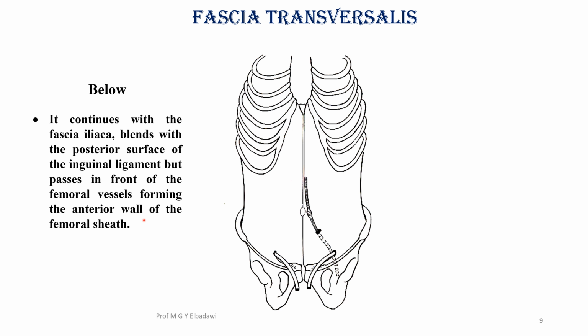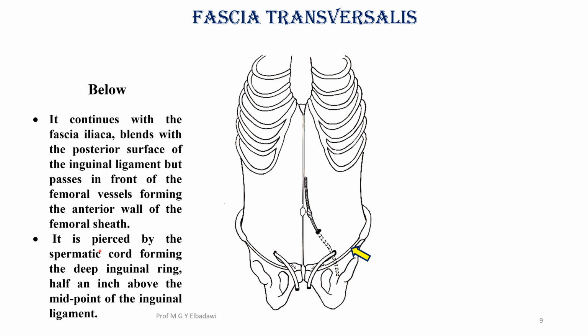Below, it is continuous with the fascia iliaca, which blends with the posterior surface of the inguinal ligament, but that fascia iliaca will pass in front of the femoral vessels to form the anterior wall of the femoral sheath. That is the lower part here. It is pierced by the spermatic cord, forming the deep inguinal ring, half an inch above the midpoint of the inguinal ligament.